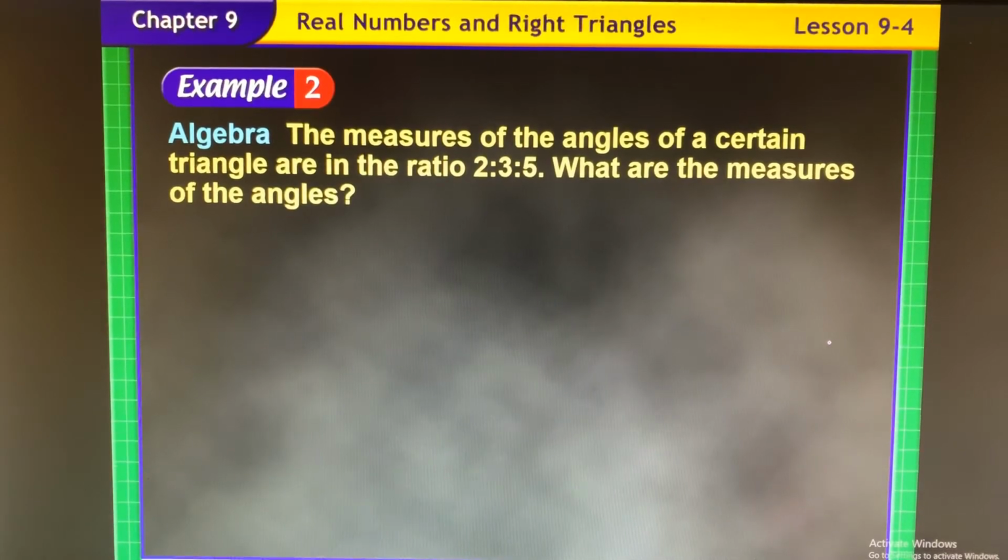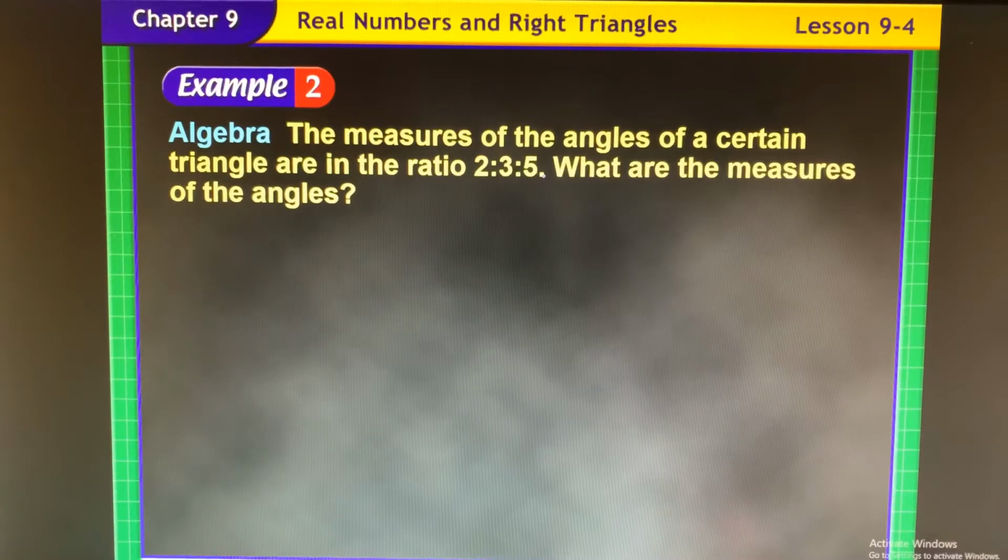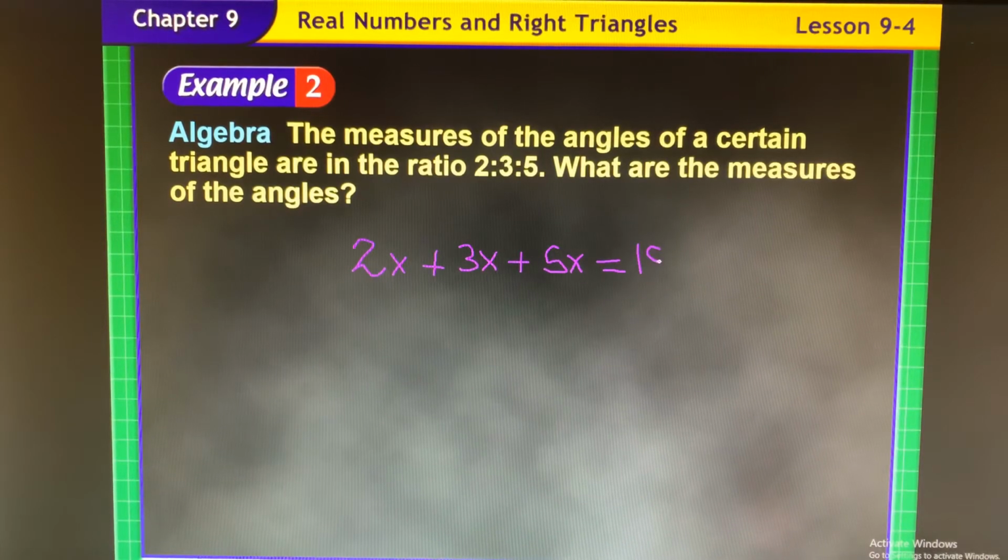The measurements of the angles of a certain triangle are in the ratio of 2 to 3 to 5. What are the measures of the angles? So what it's saying to you is that one angle is 2 times the size, another angle is 3 times, and another angle is 5 times the size. Altogether, it's equal to 180 degrees. So the way you would write this is 2x plus 3x plus 5x equals 180 degrees.